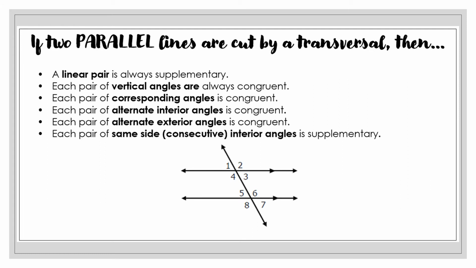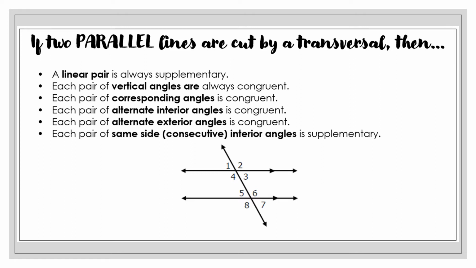As alluded, if your two lines that are cut by your transversal are parallel, then there's going to be something very special that happens with those 4 angle pairs. So your corresponding angles like 1 and 5, 2 and 6, 3 and 7, or 4 and 8 are going to be congruent. Your alternate exterior angles, 1 and 7 and 2 and 8, are also going to be congruent. I'm sorry, those are your alternate exterior. I think I said interior. Your alternate interior angles, which are 4 and 6 and 3 and 5, are going to be congruent.